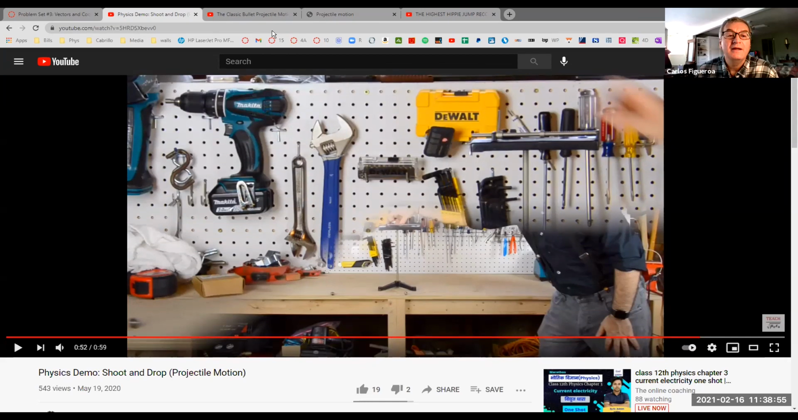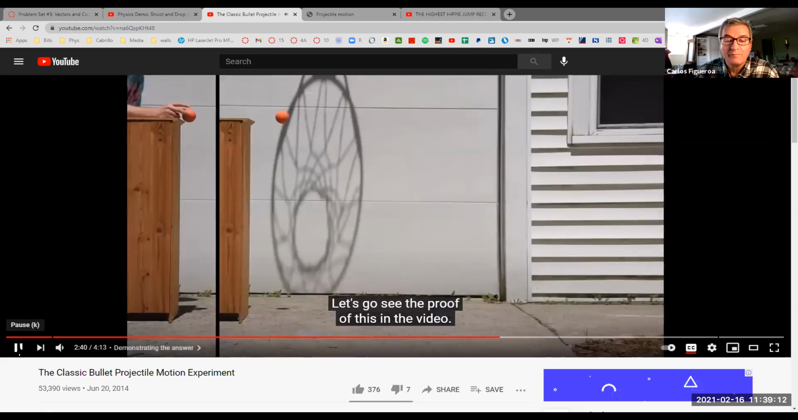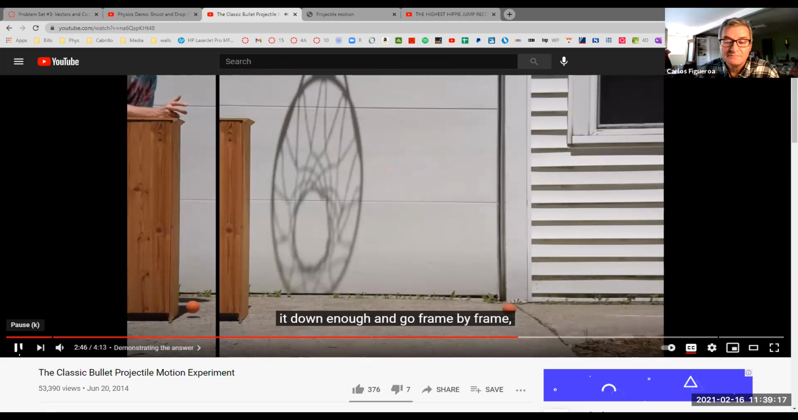I have another one that I think is good here. And this guy's an interesting guy. But what I want to do here is run what he has, and he has a little bit better version of it. Okay, so check this out. Video. You can see that they both hit the ground at the same time. And in fact, if we slow it down enough and go frame by frame, you can see that they actually are at the same height at the same time as well. Again, because in the y direction, all the uniformly accelerated motion variables are the same.